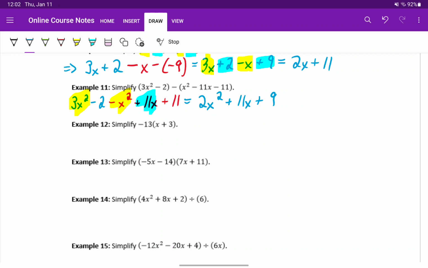In example 12, we have a value out in front of those parentheses. So similar to what we did last time, we'll distribute that through. This will become negative 13 times x plus negative 13 times 3, which will give us negative 13x minus 39.